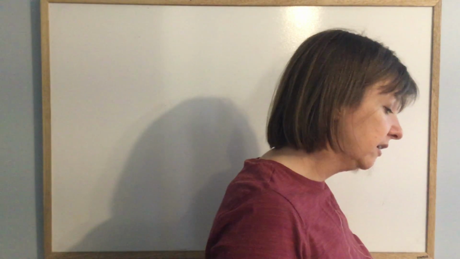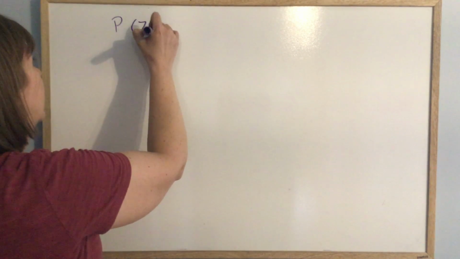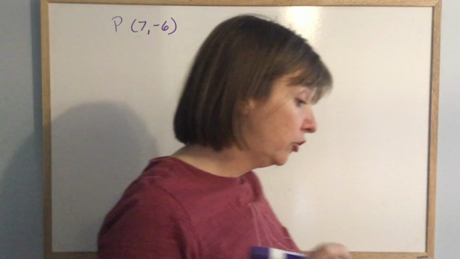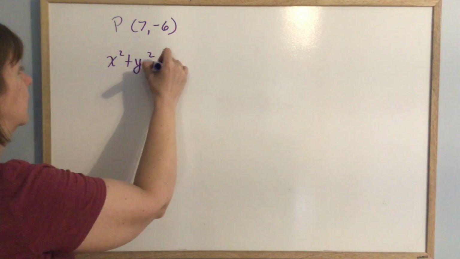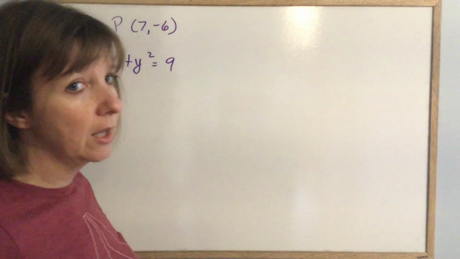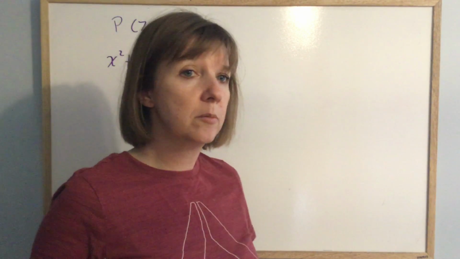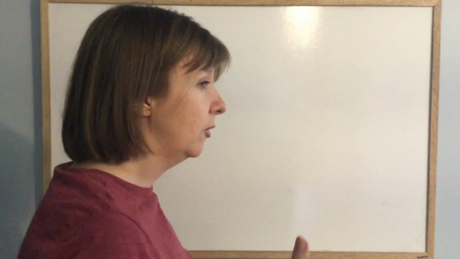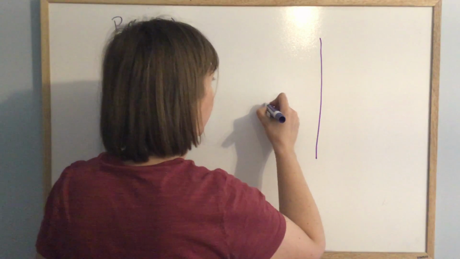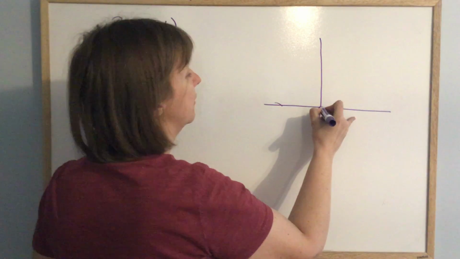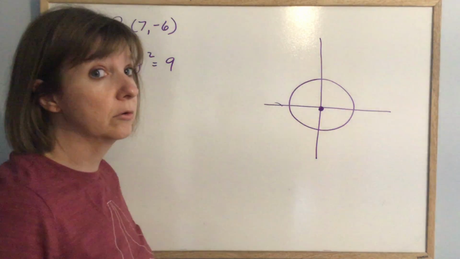Find the exact length from the point (7, -6) to the circle x squared plus y squared equals 9. So again, let me draw you a picture so that you can see what it is they're asking. Do you always have to draw the picture? No, but it helps to understand what it is they're asking. So we have a circle that has a center of (0, 0) and a radius of 3. So it's not a very big circle.